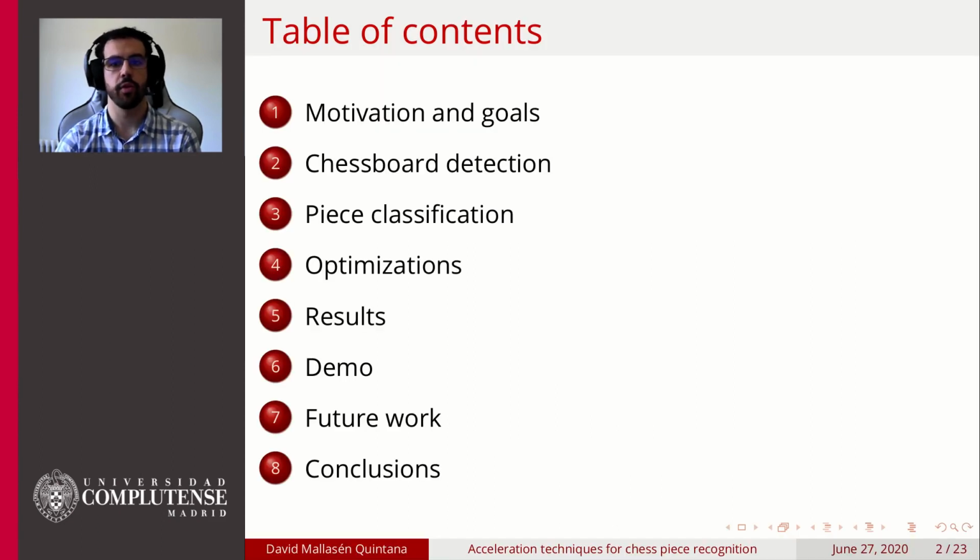Firstly, I'd like to give you a brief outline of my presentation. We will start by looking at the motivation and goals of this project. We will then proceed to the core of the work, which has been the chessboard detection, piece classification, and the optimizations we have applied. Next, we will look at the results and we will see a short demo. Finally, we will show some future work and end with the conclusions.